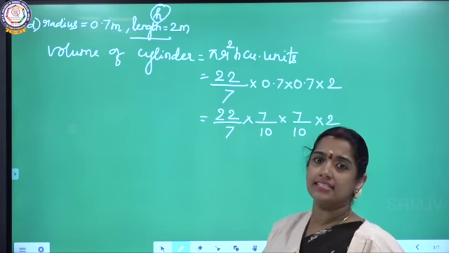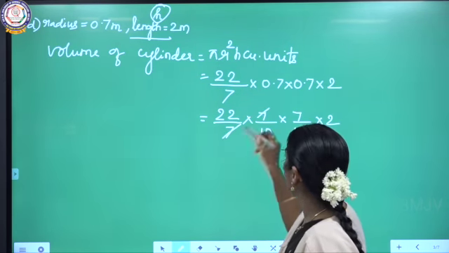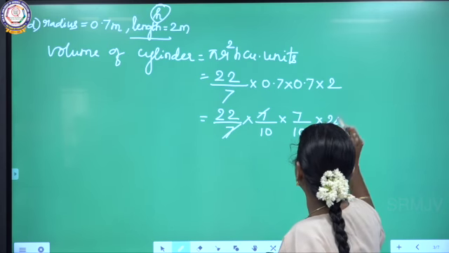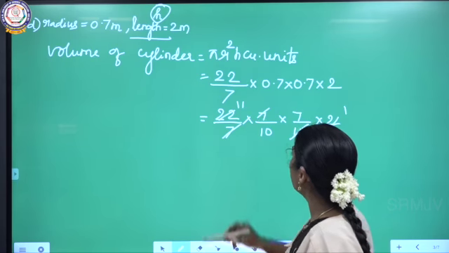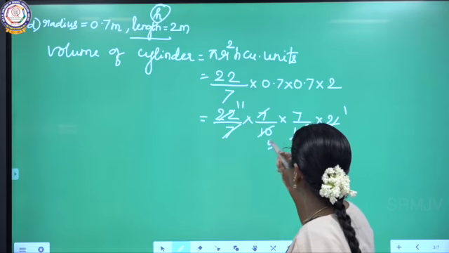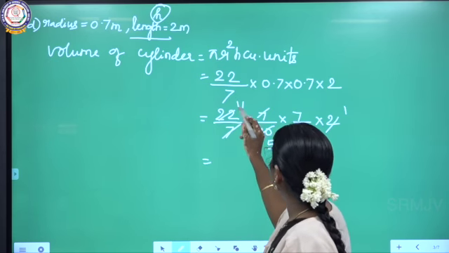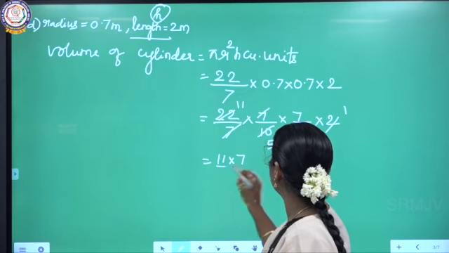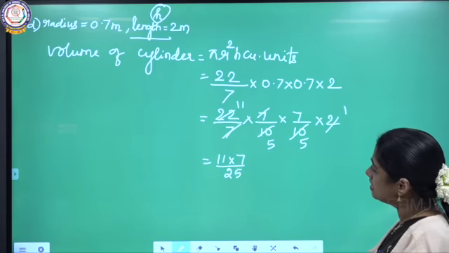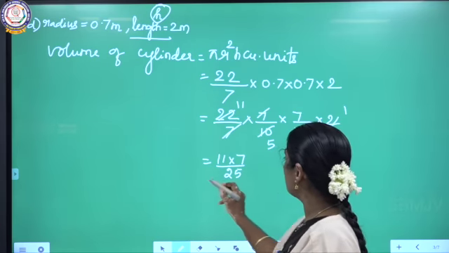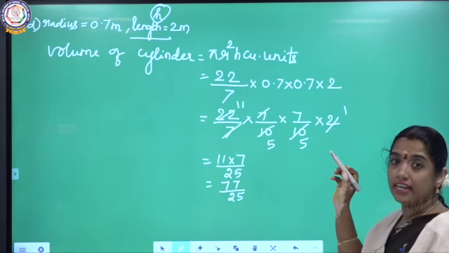Like this also we can cancel. The simplification is easy when you do it like this. Listen, 7 gets cancelled, and 2 1s are 2, 2 5s are 10, and this one is 22. And 2 5s are 10. So listen, what is there in the numerator? 11 into 7, and 5 5s are 25. Can you clear this? So 11 7s are 77/25. Just divide this in the rough column.